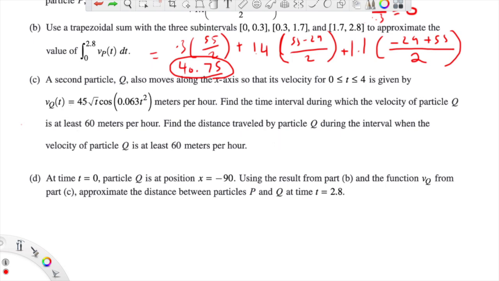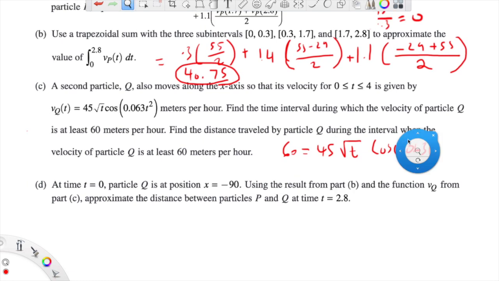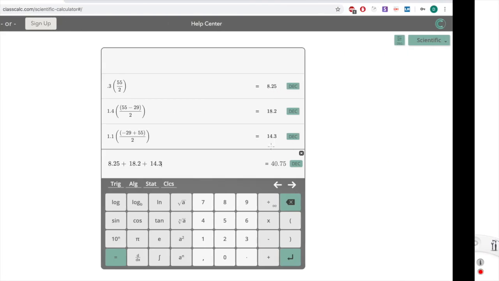So the first thing we do is just set this equal to 60, right? So 60 equals 45 root t cosine of 0.063 t squared. And there are, I'm sure, plenty of ways to do this. The way we'll do it is we'll simply plug it into our graphing calculator and then look for the roots. First we could move the 60 over here, so minus 60, and that equals 0 now. And we can now just look for the roots and make our life easy.